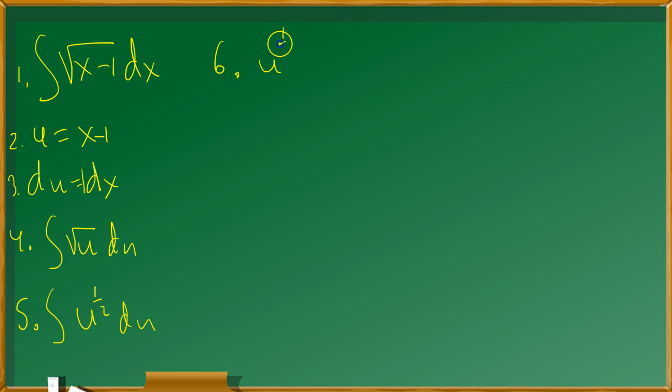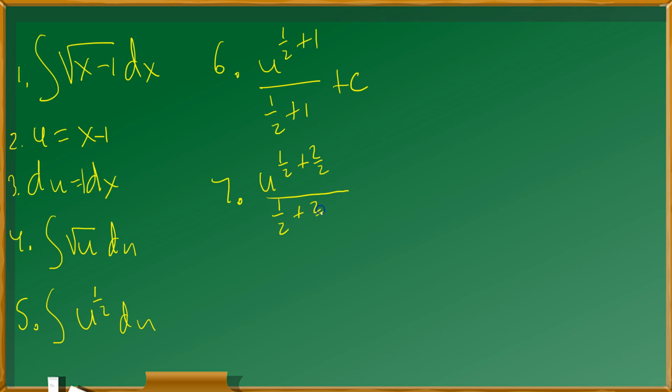You're going to end up with u to the 1/2 plus 1 over 1/2 plus 1 plus the constant c here. Step number 7, you need to add up the fractions. So you're going to have u to the 1/2 plus 2 over 2. I'm rewriting the 1 as 2 over 2. Same thing in the bottom, so 1/2 plus 2 over 2 plus c.